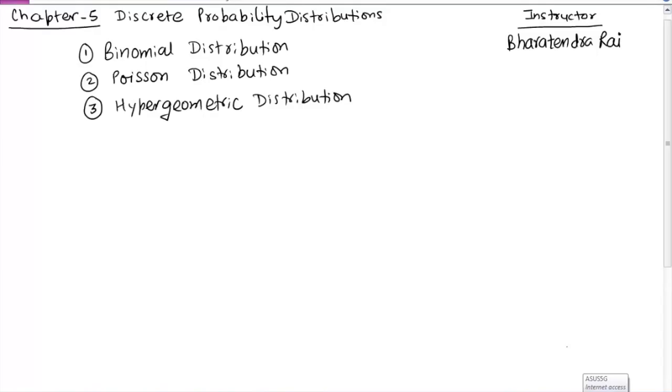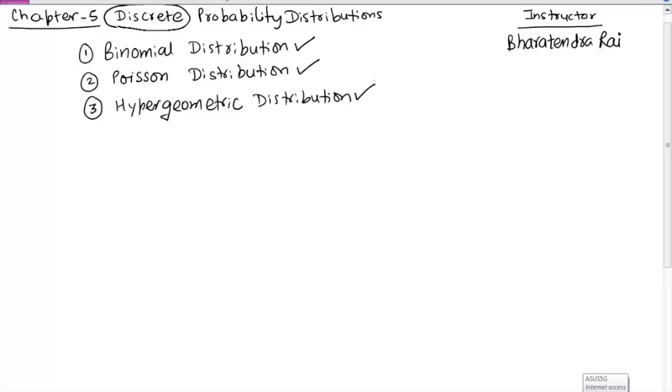In this chapter, we cover probability distributions, and as the name indicates, that involves discrete type of data. There are three popular distributions that we are going to go through. The first one is binomial, then we have Poisson, and the third one is hypergeometric distribution.